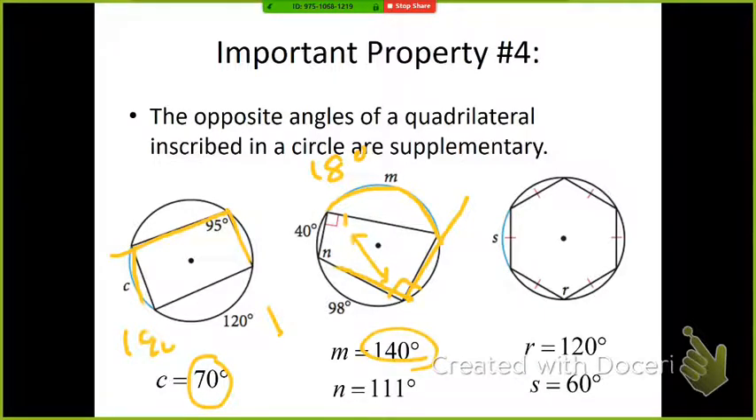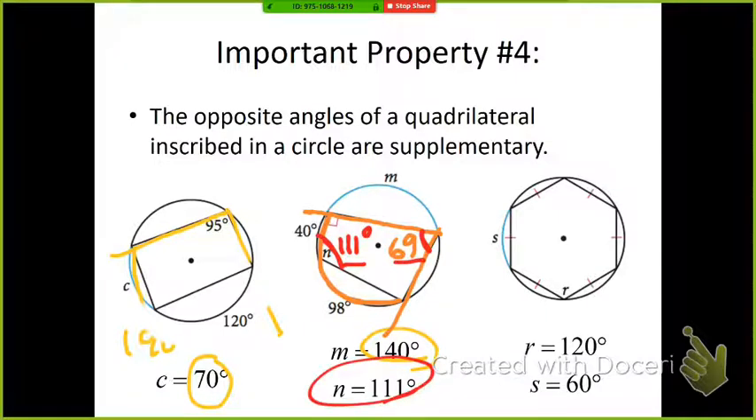And then for angle N, it helps to know what this arc is, 40 plus 98, and that comes out to be 138 when you add these two together. So this angle right here intercepts that arc, so it is going to be half of 138, which is 69. Then these opposite angles in this cyclic quadrilateral, or inscribed quadrilateral, another name for it, they have to be supplementary. So 111 and 69 add up to 180, so N is 111.